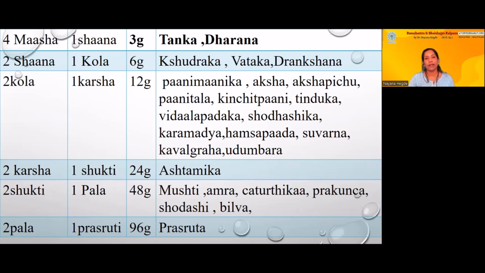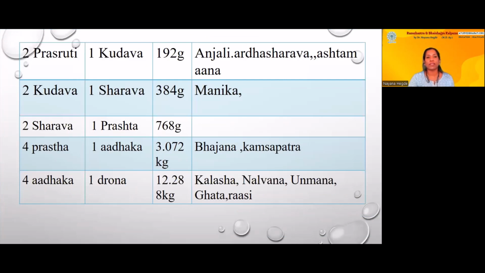2 pala, the weight of 2 pala is equivalent to 1 prasruti. It is also called prasruta. For the prasruti, they have given prasarita anguli karatalam. Prasarita means the fingers should be spread. Next, 2 prasruti is equal to 1 pudava. The metric equivalent is 192 grams. And the synonyms are anjali, ardha sharava, ashtamana.